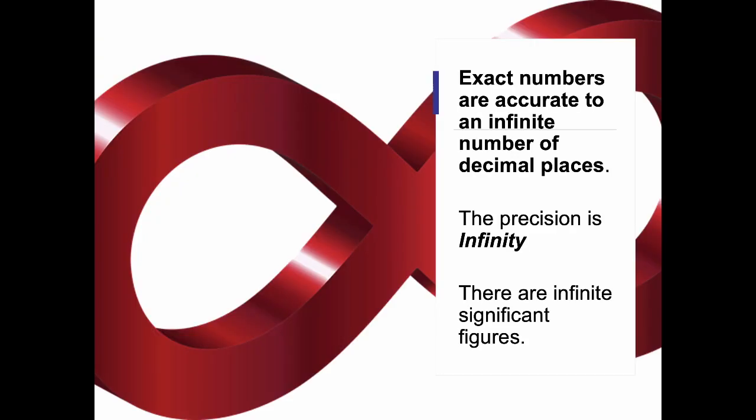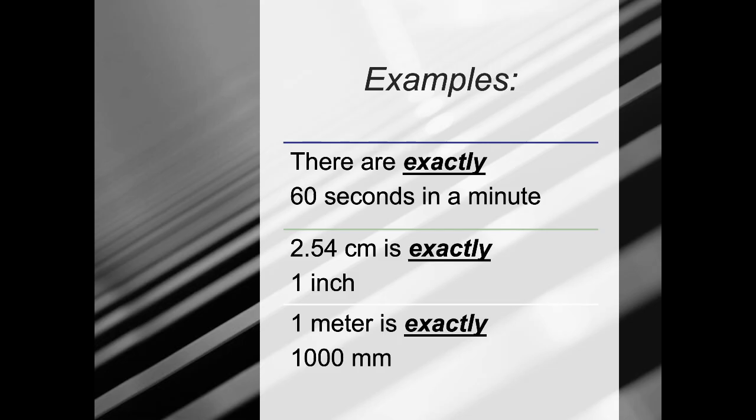Now, exact numbers are accurate to an infinite number of decimal places. The precision is infinity. There are infinite significant figures. For example, there are exactly 60 seconds in a minute. 2.54 centimeters is exactly 1 inch. 1 meter is exactly 1,000 millimeters. Notice that there are no decimals. There's no need for them because the numbers are exact.